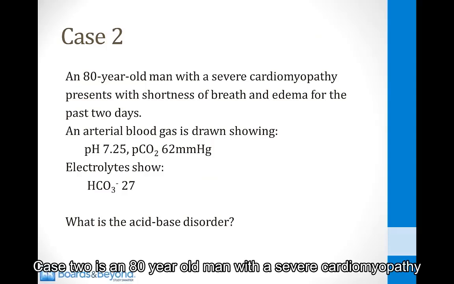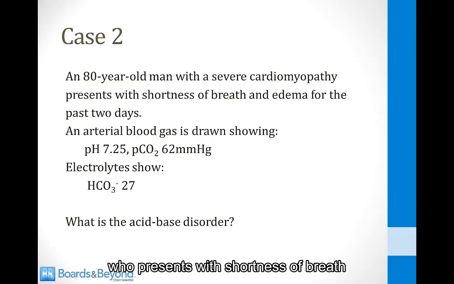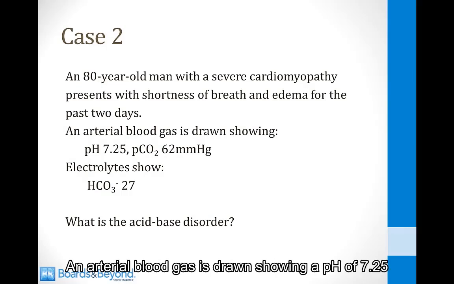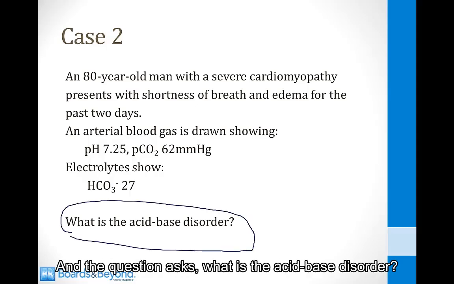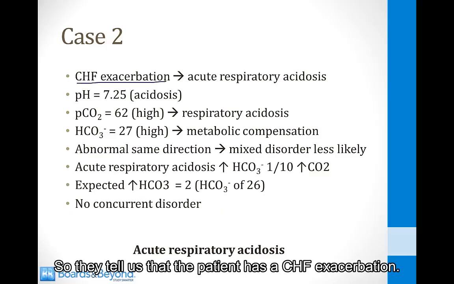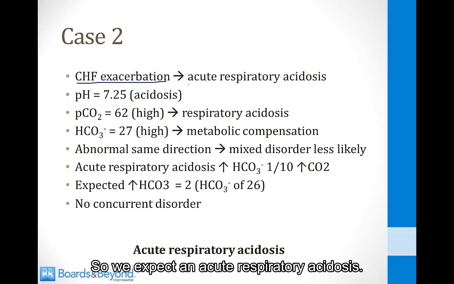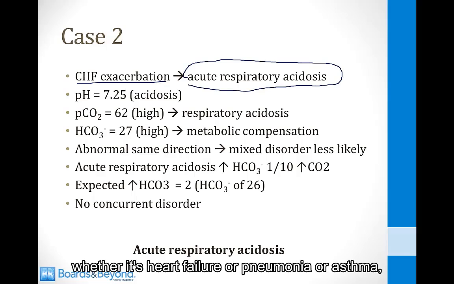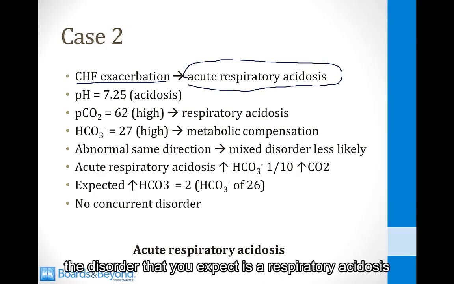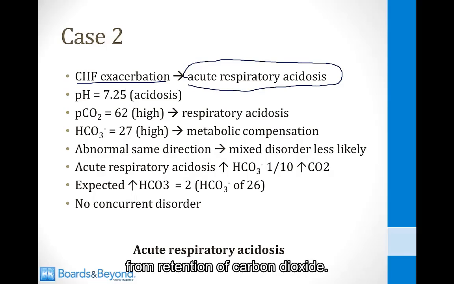Case 2 is an 80-year-old man with a severe cardiomyopathy who presents with shortness of breath and edema for 2 days. An arterial blood gas is drawn showing a pH of 7.25 and a PCO2 of 62. Electrolytes show a bicarb of 27, and the question asks, what is the acid-base disorder? They tell us that the patient has a CHF exacerbation, so we expect an acute respiratory acidosis. Anytime there's a problem with breathing, whether it's heart failure or pneumonia or asthma, the disorder that you expect is a respiratory acidosis from retention of carbon dioxide.